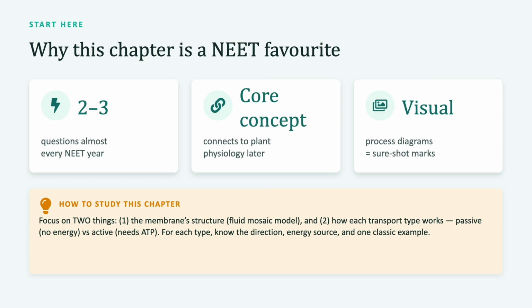The good news, the chapter boils down to two big ideas. One, the membrane structure, which is the fluid mosaic model. Two, the different ways molecules cross that membrane. Passive transport uses no energy. Active transport needs ATP. For each type, just learn the direction of movement, the energy source, and one classic example. That is enough to answer almost any question they throw at you.